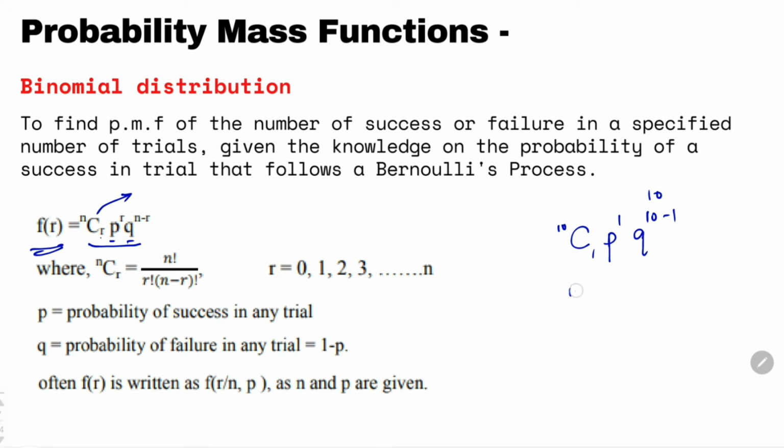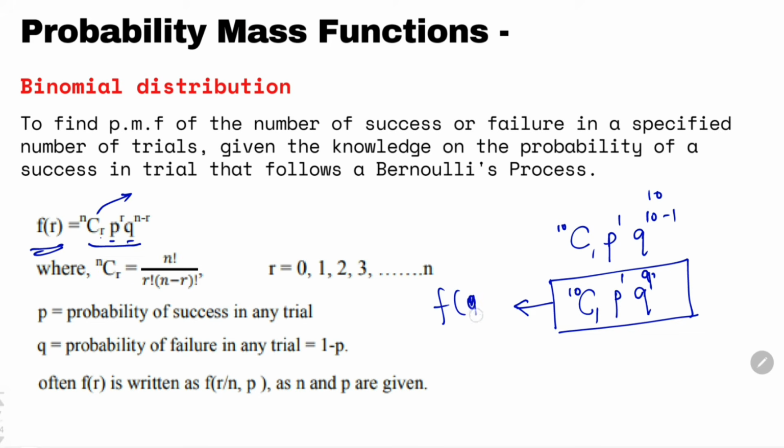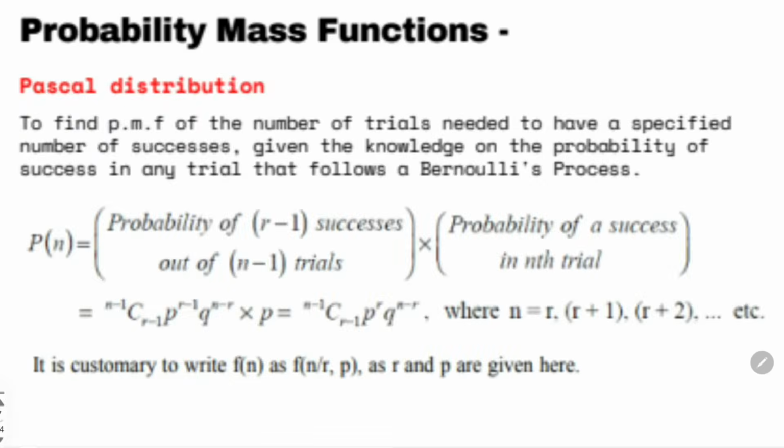That is 9. So 10C1 into probability of 1 into 9. So this will give the probability associated with that random variable for, let's say, the first trial, like that.